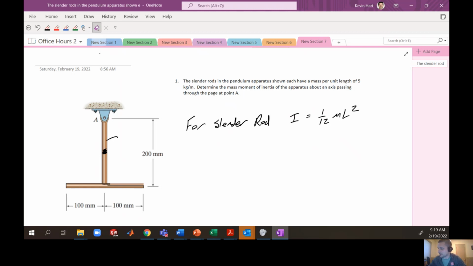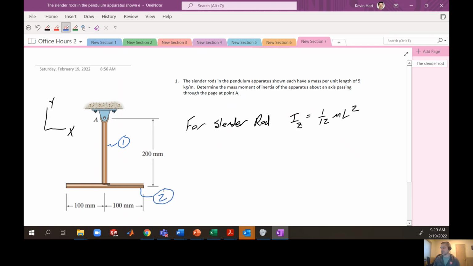Okay, so we have to keep that in mind when we're doing this. So maybe I'll put a coordinate system here, the typical XY coordinate system. And you might say in this case then that Iz is 1/12 ml squared for each one of these particular rods. And so let's then segregate this into 2 different objects.